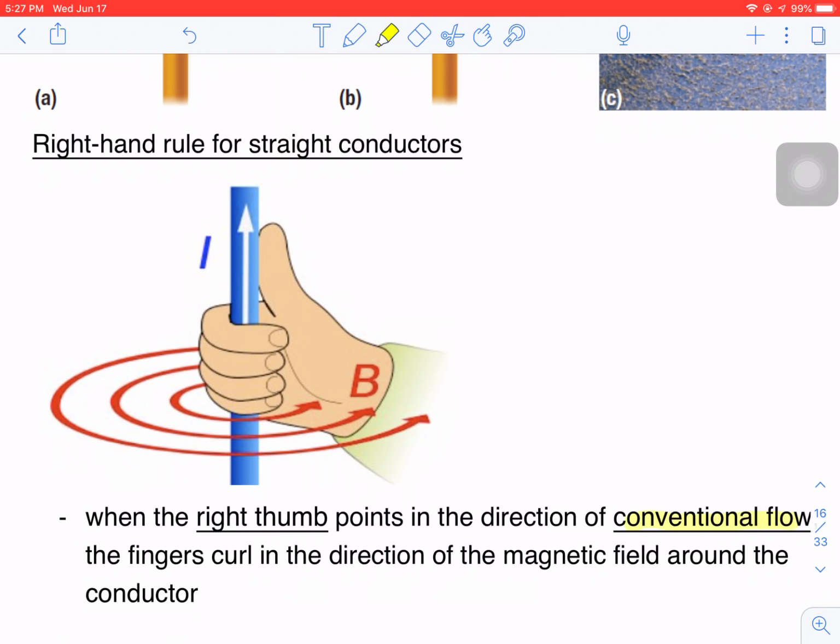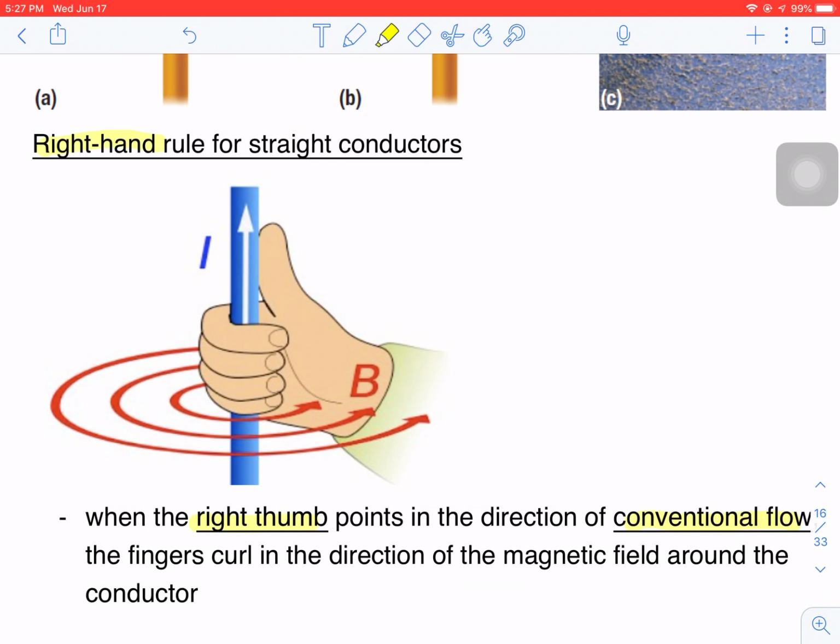Conventional current, not electron flow, but positive flow. Remember, positives don't flow. We talked about this before. So as the negatives move, it pushes a positive space up in the opposite direction to the electron flow. So conventional flow is really like the movement of positives, even though they don't move. And we have to use our right hand. Okay, this is critical here.